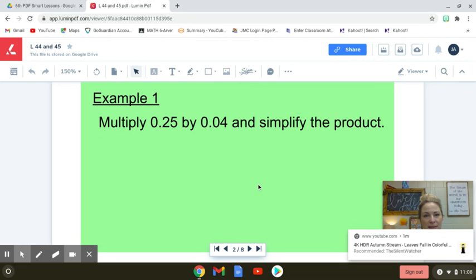Let's take a look at this example though. Multiply 25 hundredths by 4 hundredths and simplify the product. Please pause your video and give this a try, keeping in mind when I say simplify the product, I mean get your final answer and then rewrite your final answer with no extra zeros on the end. Unpause your video when you're ready to check my answer.